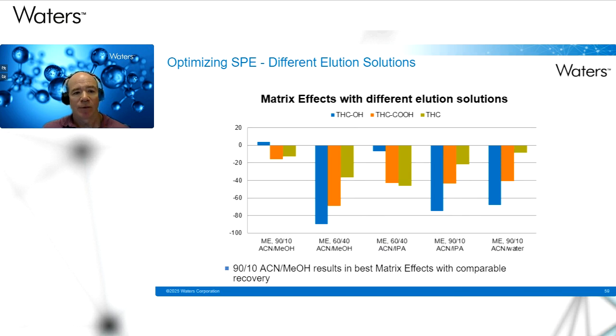We also did the same thing for the elution. Once again, this is during the method development. We're looking at acetonitrile, water, or IPA, or different ratios. And again, on the far left, we see that when we use 90% acetonitrile and 10% methanol, once again, very, very low matrix effects. So these are some of the optimizations you can do after you get the basic method settled out.